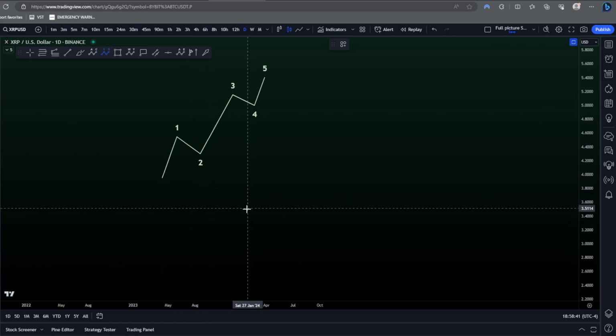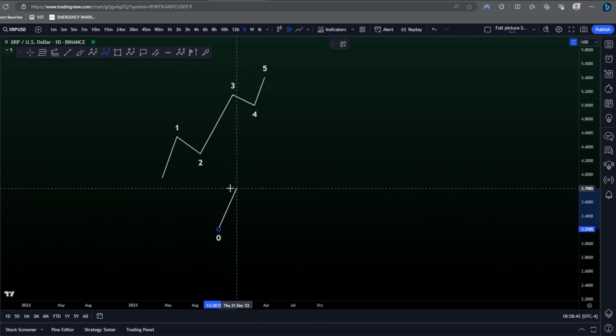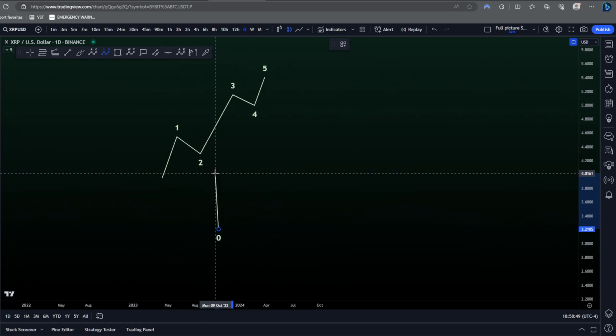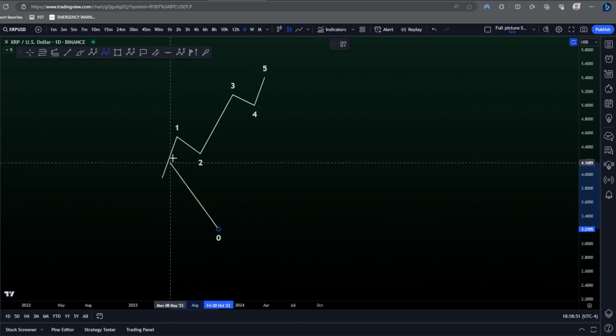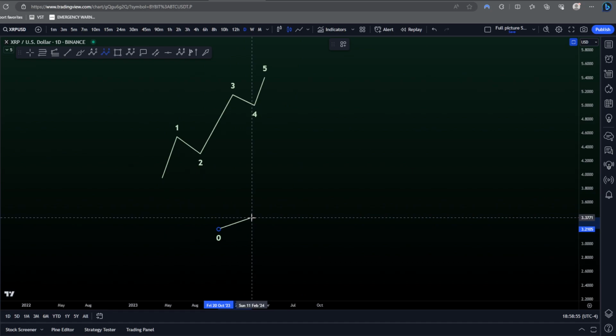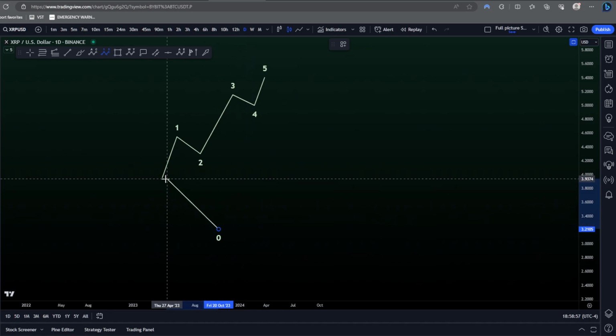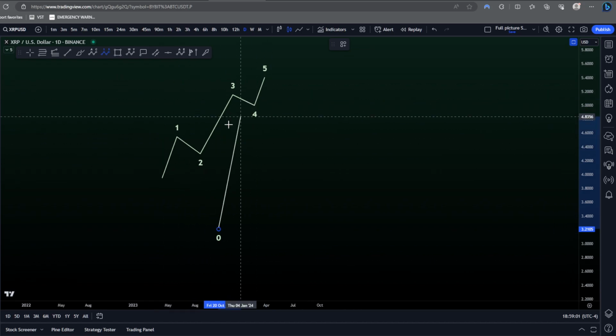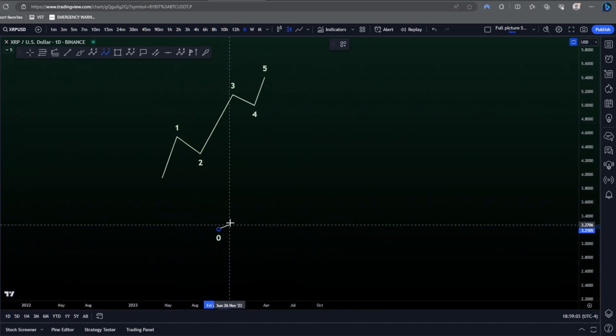How else can this form? We can have what's called a leading diagonal on the first wave. This wave here has to always be a standard impulse. Always, always, always. This first wave and the last wave can be variations of impulses. Still going to be 5 waves, but these rules will get broken. This is your main impulse.